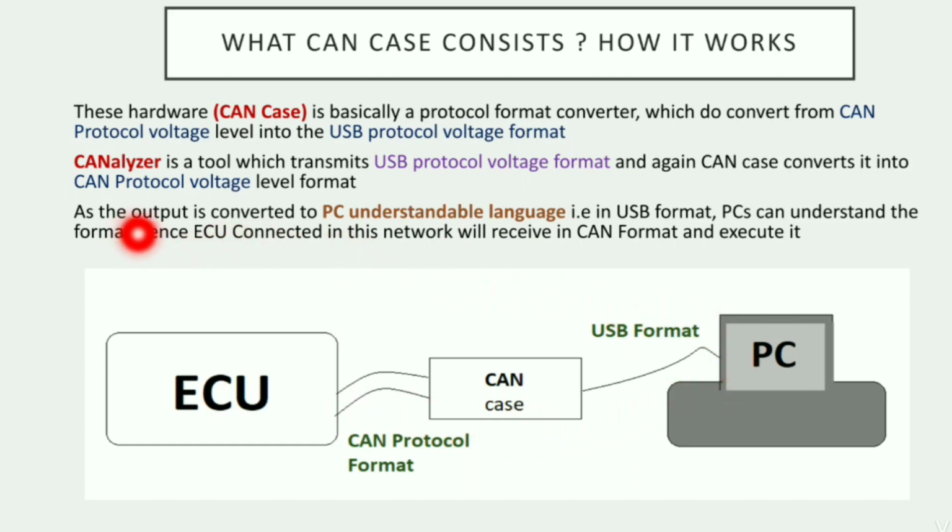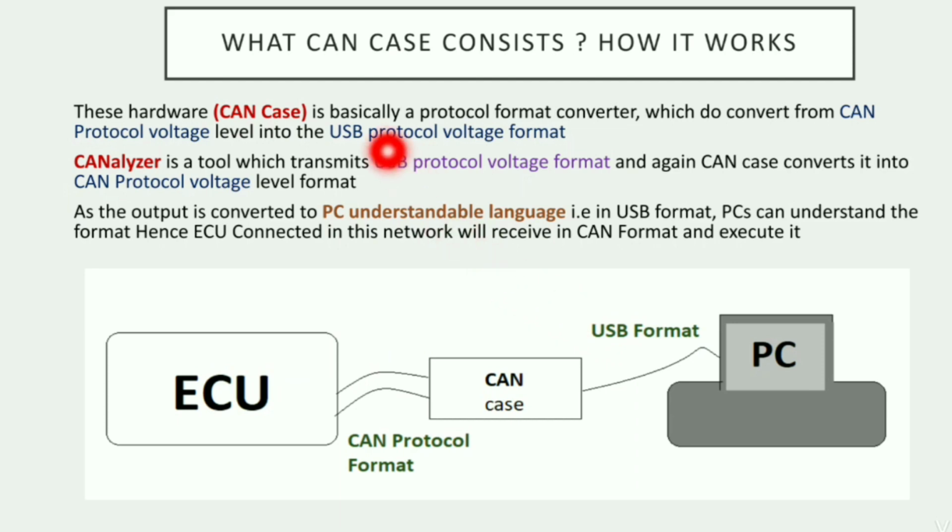Okay, so the final statement is: as the output is converted to the PC understandable language, that is the USB format, PCs can understand the format. Hence the ECU connected in this network will receive it in the CAN format and execute it. Once it receives it in the CAN protocol format, it will execute it.